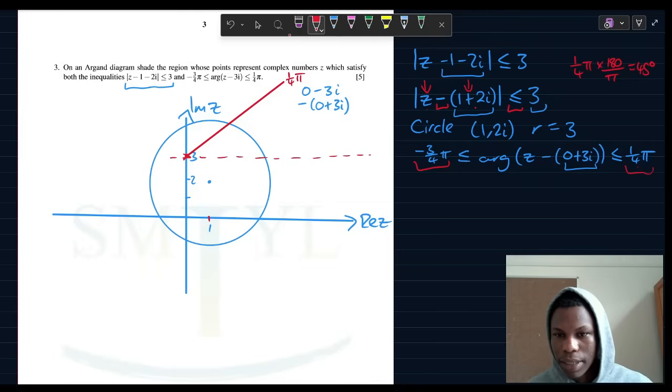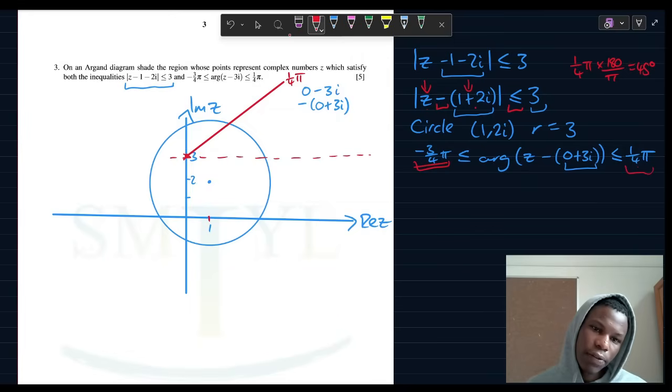And we're going to do a similar thing here with negative 3 over 4 pi. Negative 3 over 4 pi has to be negative 3 times 45, which is negative 135.